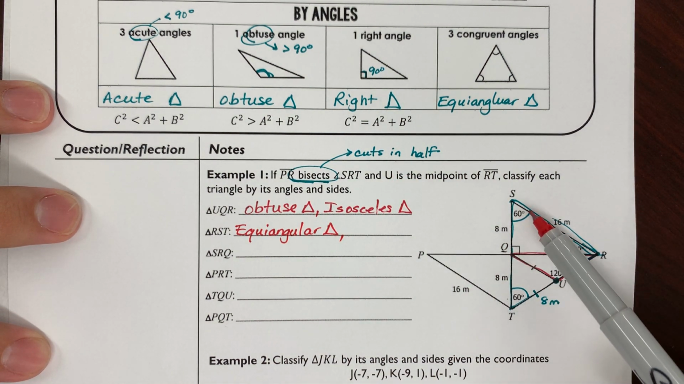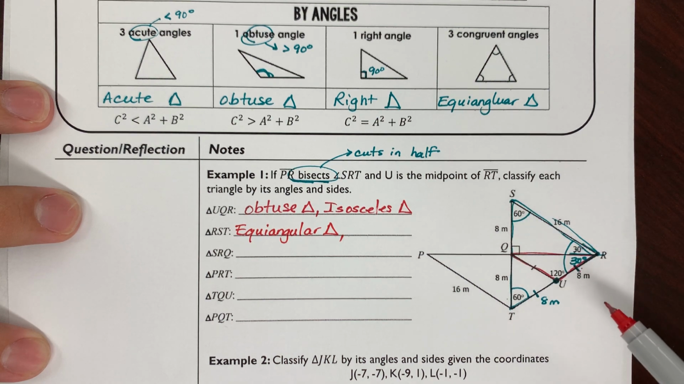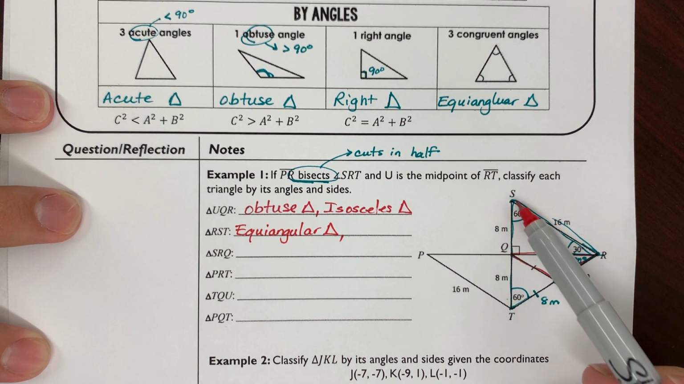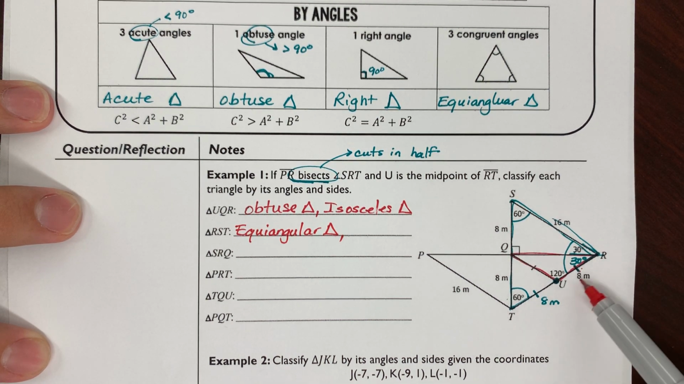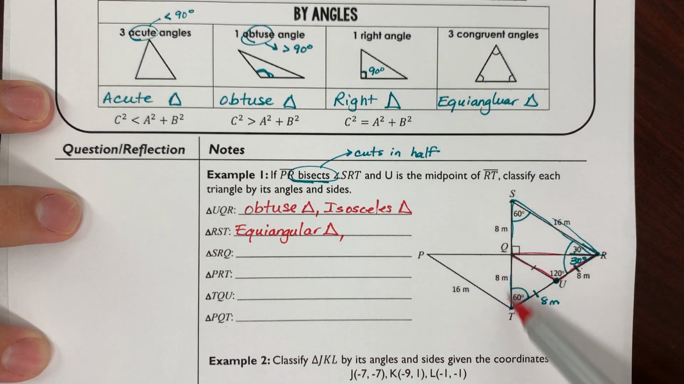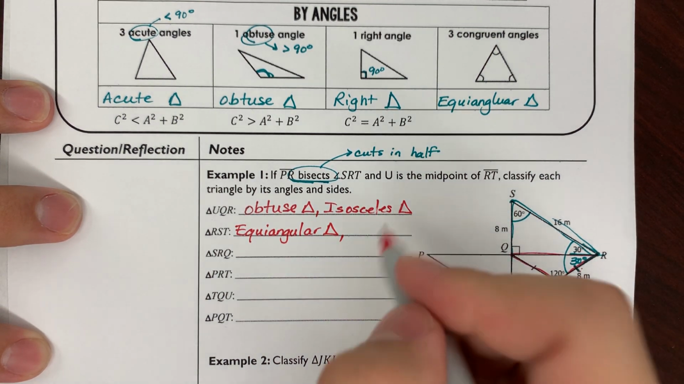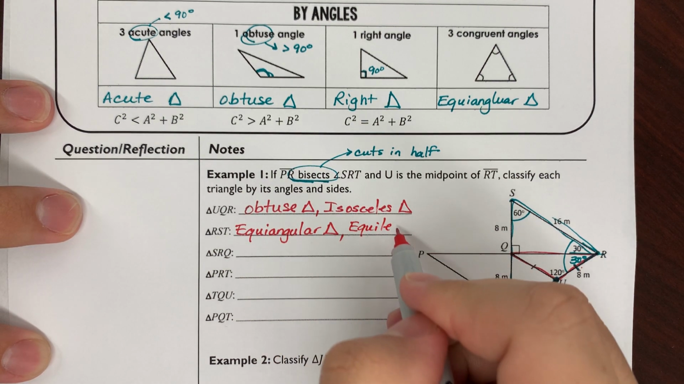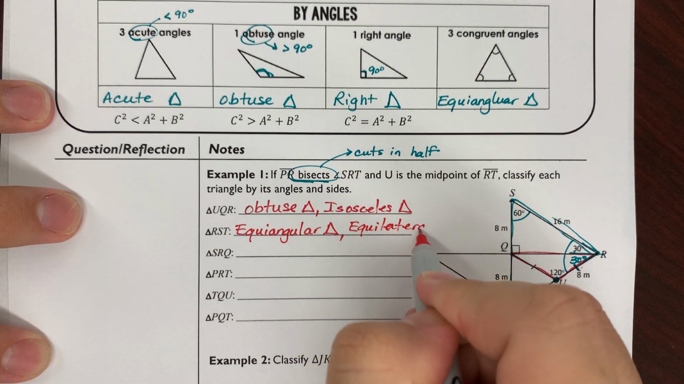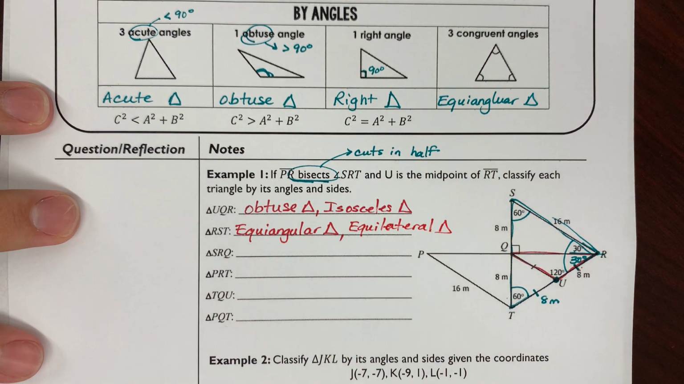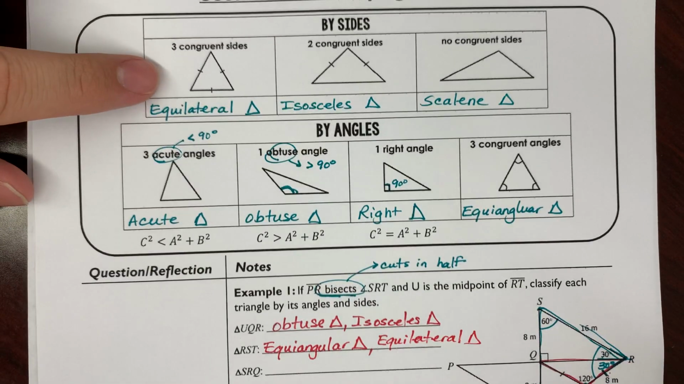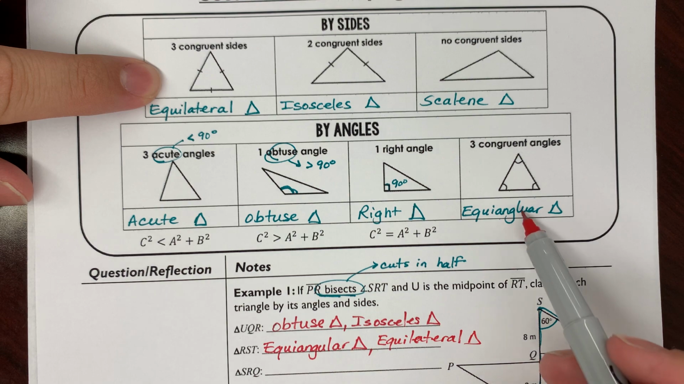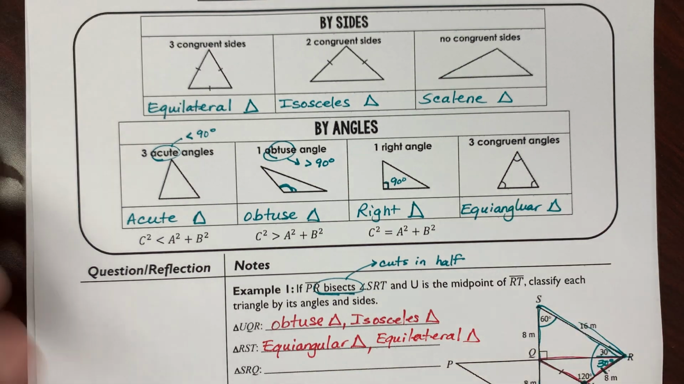And what else do we know about this? We know that all of the sides are the same, right? Because first of all, you can see that this is 16. This is also, if I added the 2 8s, 16. And if I added these 2 8s, it's also 16. So it's also equilateral. Okay? And one thing you'll know is that if it's an equilateral triangle, then it's also equiangular. Just a little hint for the future.